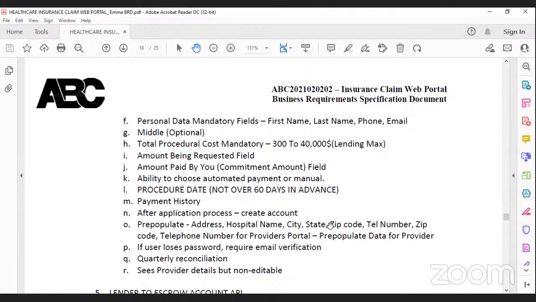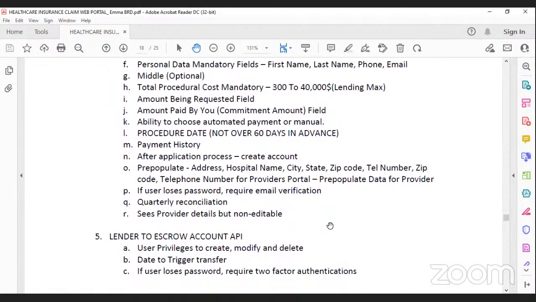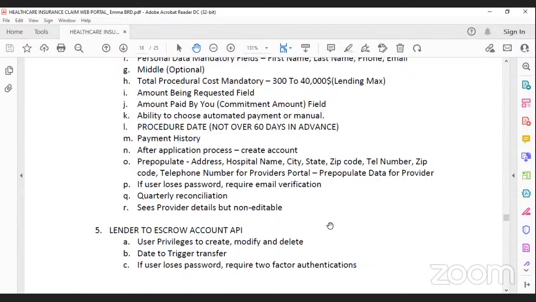Amount being requested field, yes, where you put the amount you want, and then also the amount that you are going to pay. That's your commitment amount. Out of the amount you want, how much are you ready to commit yourself as a borrower? Ability to choose automated payment or manual, procedure date not over 60 days, payment history.